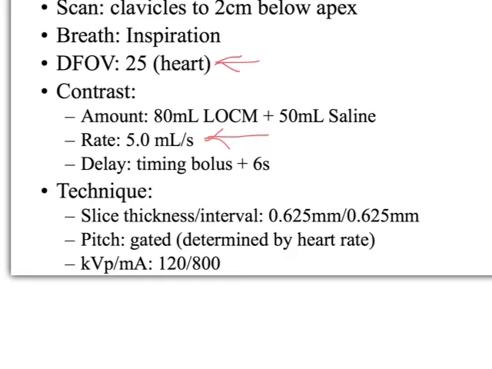So we're going to gate this scan, and we're going to pulse according to how the ECG gating works. And then kVp and mA is about 120, and notice the rise in mA around 800. We need that higher mA to account for both the decrease in slice thickness and interval and also the contrast.